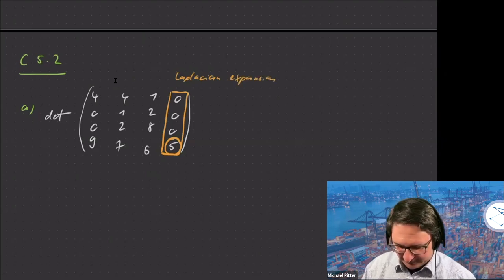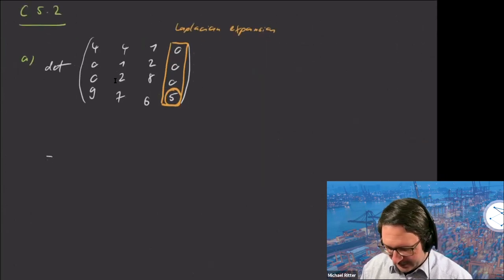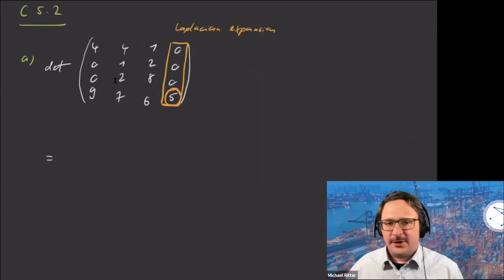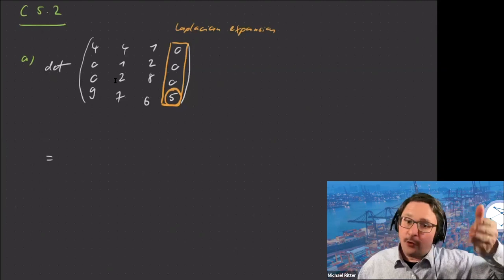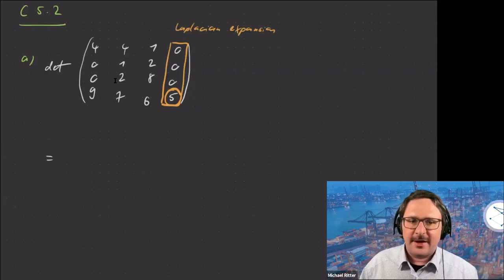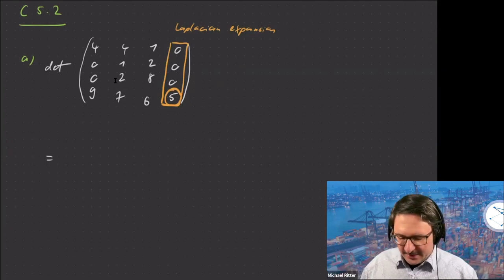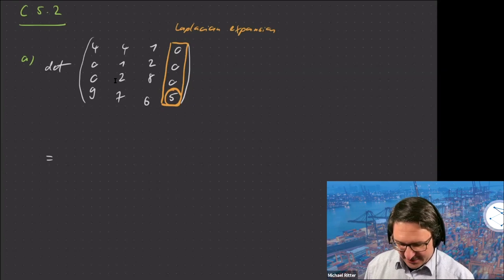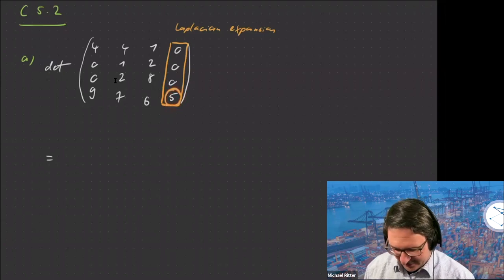Now, does this work? What you do is the following. You take all of the entries in the column or in the row that you selected, and for each of those, you get a determinant that is reduced in dimension by one. Each of these entries is preceded by the entry here. So we first take this 5 here, and then we multiply.